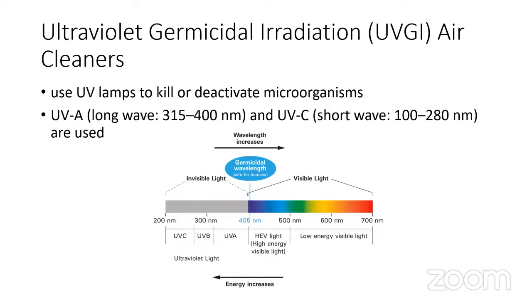Then we come to the ultraviolet germicidal irradiation, which is used to kill or deactivate microorganisms such as viruses, bacteria, fungal spores, and so on. The picture shows the range of wavelengths for different UV radiation. So UVA and UVC, 315 to 400 nanometer and 100 to 280 nanometer.